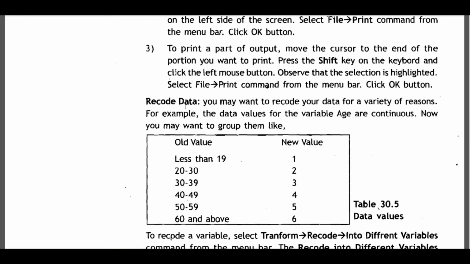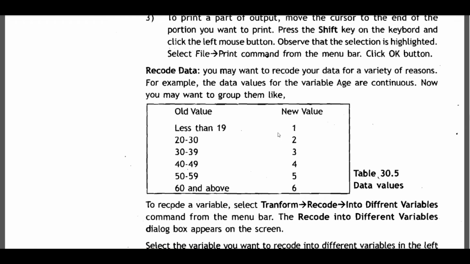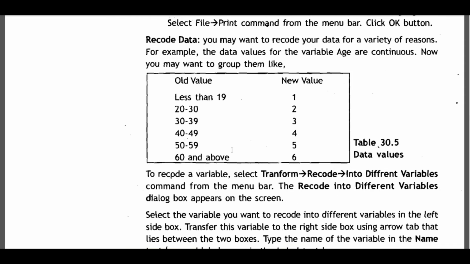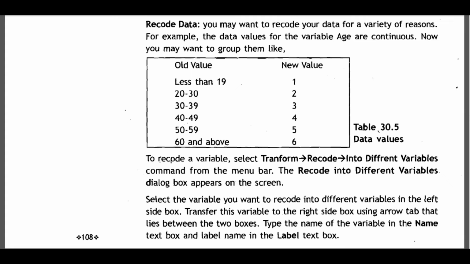Recode data. You may want to recode your data for a variety of reasons. For example, the data values for the variable age are continuous. Now you may want to group them like this. Like now I have entered different ages. So which ages, how many people are in the age group between 20 and 30, like that.